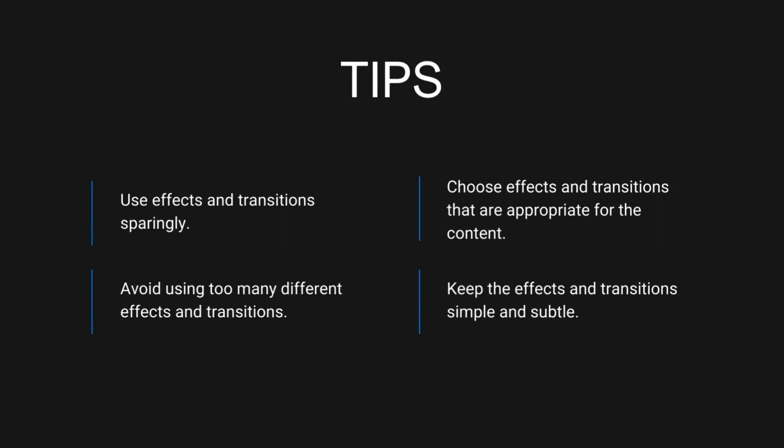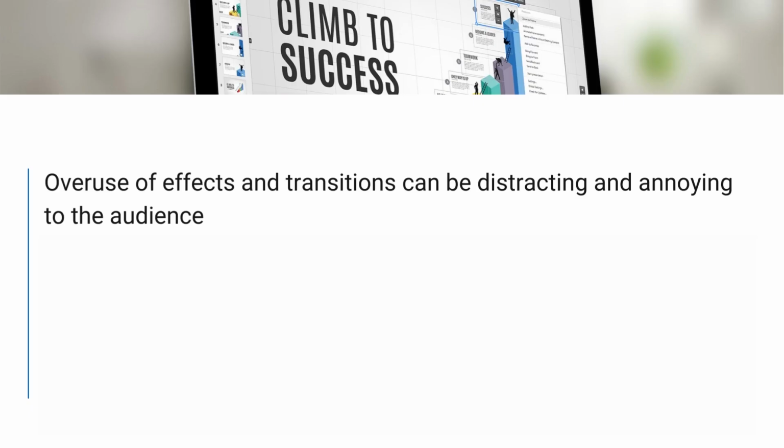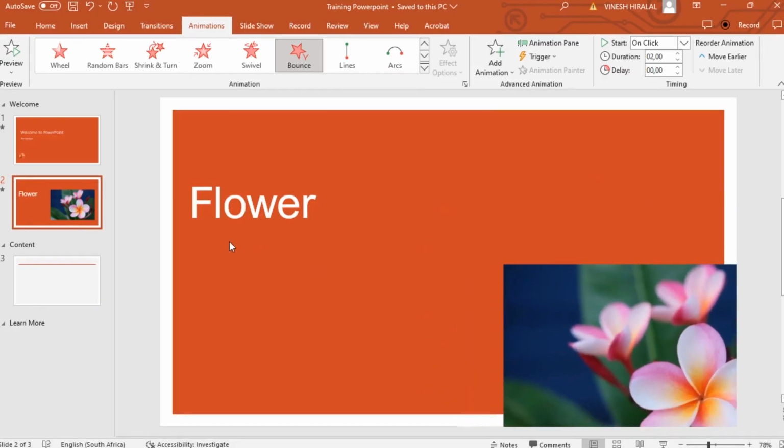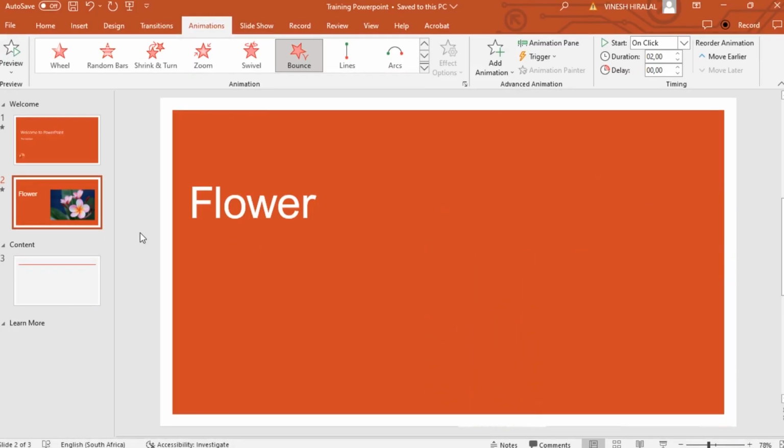The best practices for using effects and transitions. Use effects and transitions sparingly. Choose effects and transitions that are appropriate for the content. Avoid using too many different effects and transitions. Keep the effects and transitions simple and subtle. The overuse of effects and transitions can be distracting and annoying to the audience. It can also make the presentation look unprofessional.